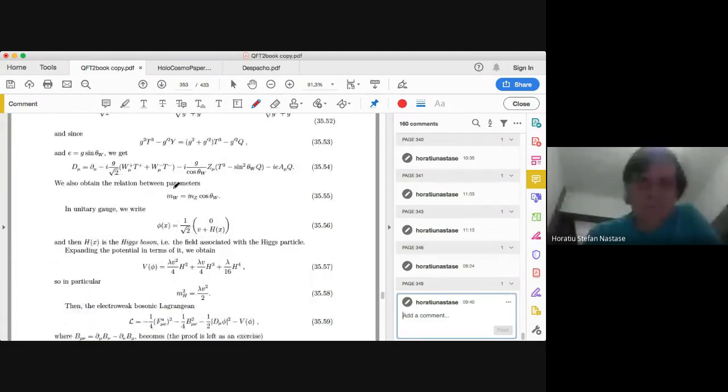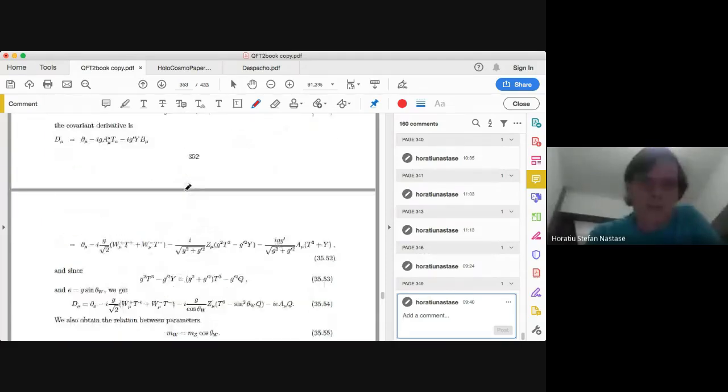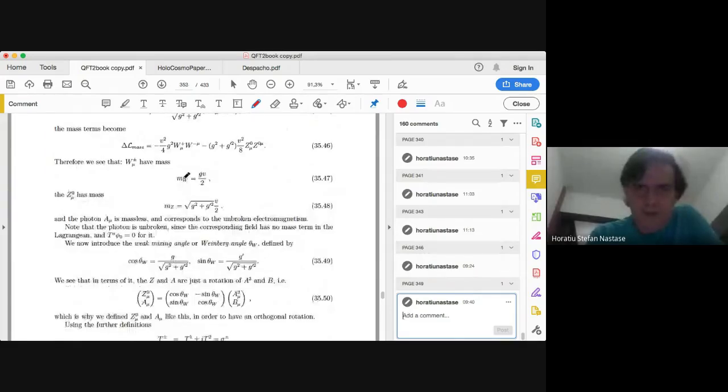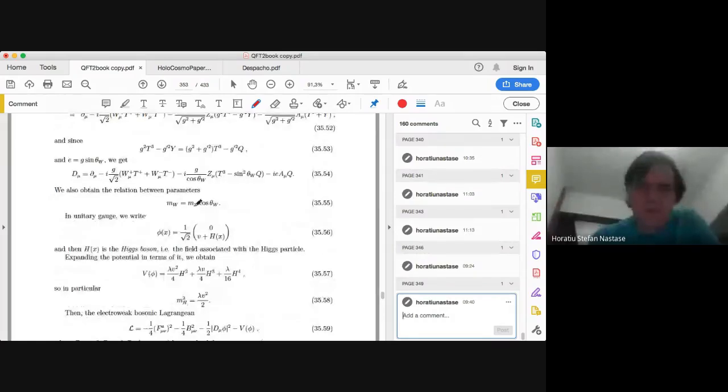We also obtained then a relation between the masses and theta W. So MW, MZ versus MZ. Right? So the ratio MW over MZ is G over square root G squared plus G prime squared, which is cos theta W. So this is this relation.